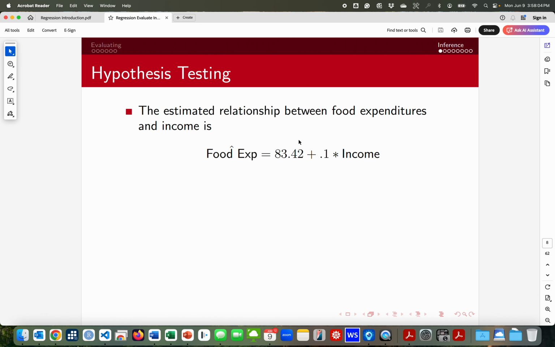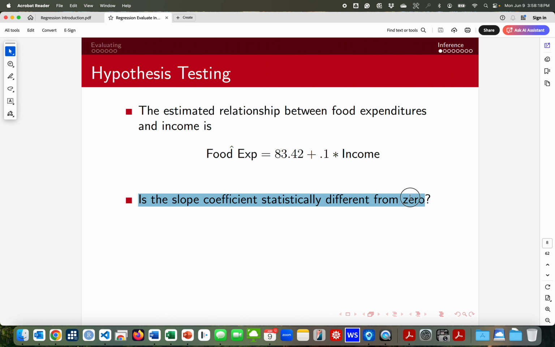So going back to the food expenditure example, this is the estimated regression equation. This is the intercept, this is the slope. What we really want to think about with hypothesis testing in regression is whether the slope coefficient is statistically different from 0. In this case, 0.1 is the slope. So we would say on average, if we increase income by $1, food expenditures increase by 10 cents. But is it statistically different from 0?